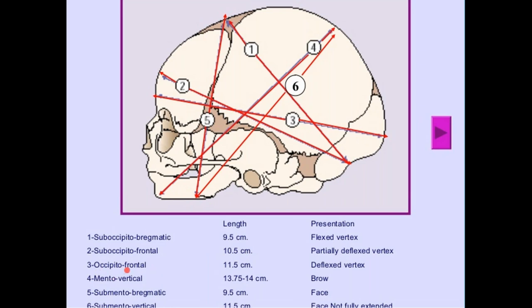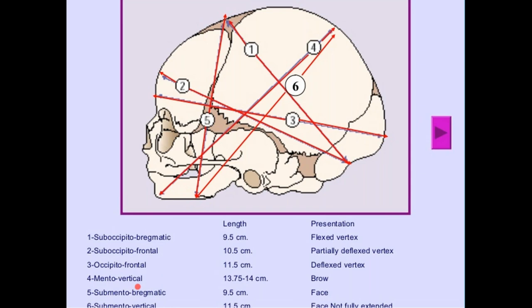Occipitofrontal. There is a deflexed vertex, and this is about 11.5. We start from the occiput to the frontal, the occipitofrontal. Then the mentovertical.